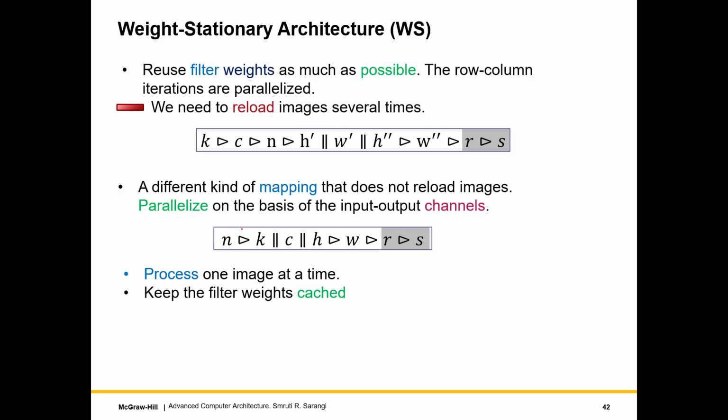So let us now focus on this caching business. What exactly is cached, and how can we arrange our computations with respect to this caching? Because as I said, the ordering matters and the memory behavior matters, so it matters big time. Let us say that we have a weight stationary architecture. We can have different stationary architectures, but let's look at one of the simplest. The weight stationary architecture, or the WS architecture, the idea is to reuse the filter weights as much as possible. We can parallelize the rest.